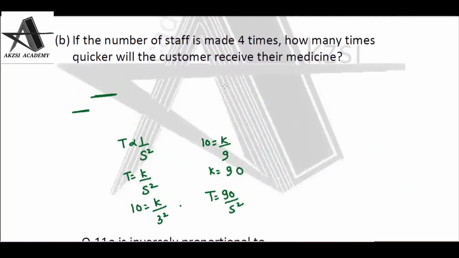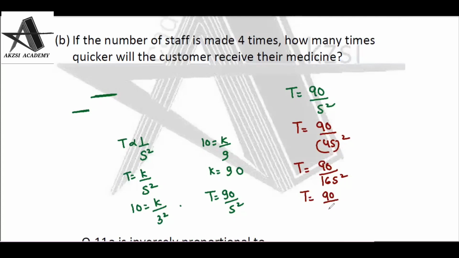It says if the number of staff is made 4 times, how many times quicker will the customer receive their medicine? So the final equation is, we know T equals 90 over S squared. Now what you did, you have made S 4 times. So S will be 4S. So this will be 4S whole squared. So this will become T is equal to 90 over 16S squared. T is equal to 90 over S squared into 16.